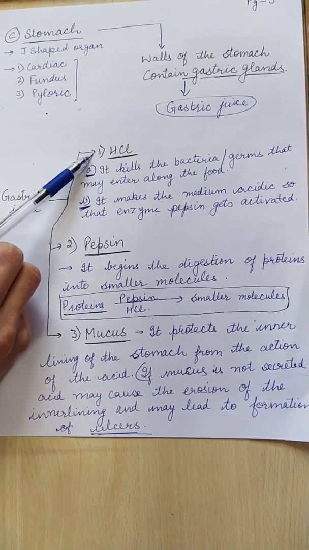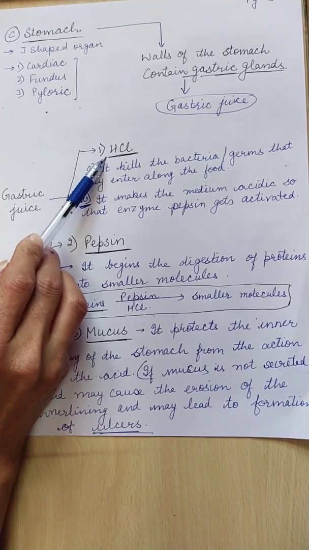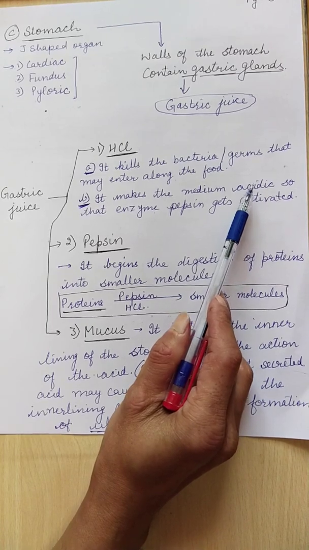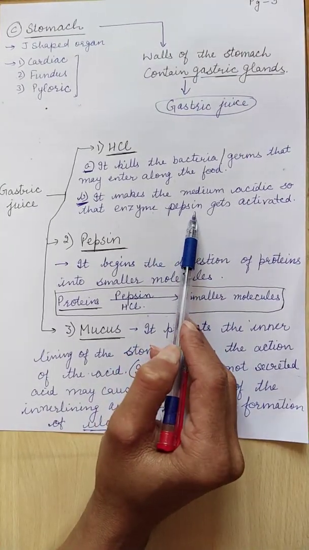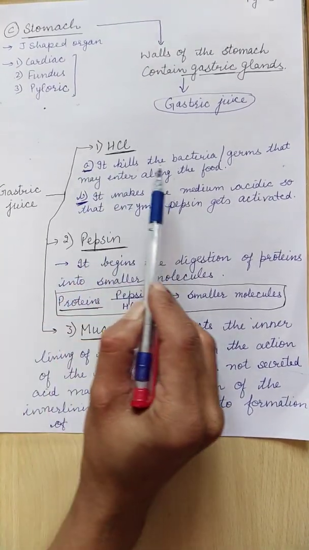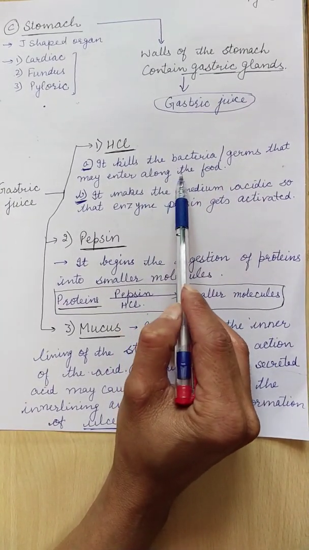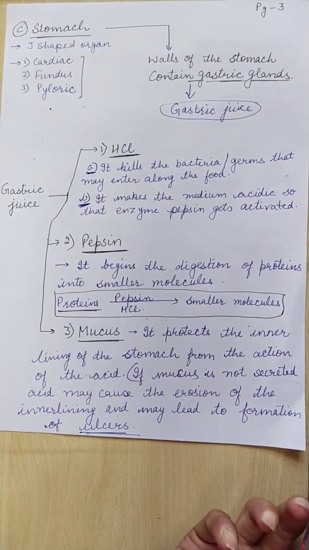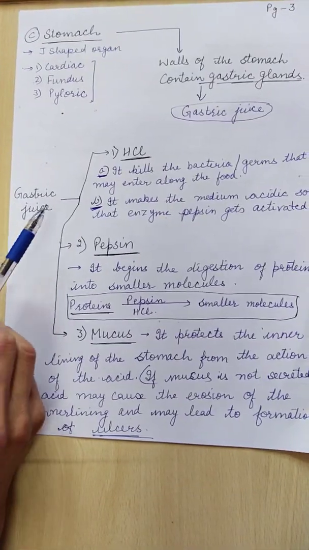HCl performs two main functions. When HCl is secreted, it makes the medium of the stomach acidic, and in the acidic medium only the enzyme pepsin gets activated, otherwise it does not function. Moreover, this acid kills the bacteria or the germs that may have entered along with the food in the stomach. The food which we eat may contain certain bacteria or germs. These are killed by HCl.